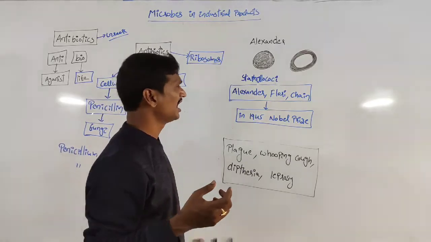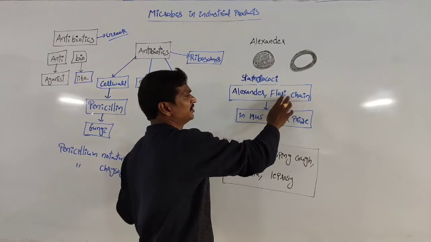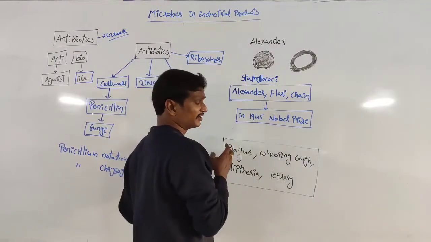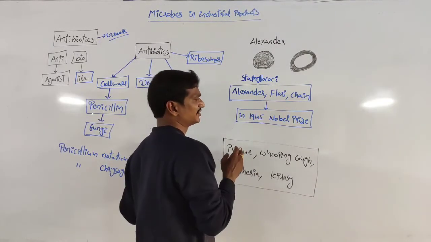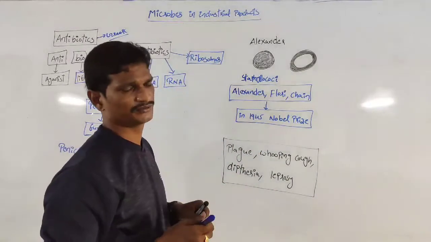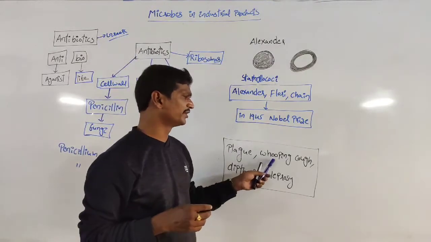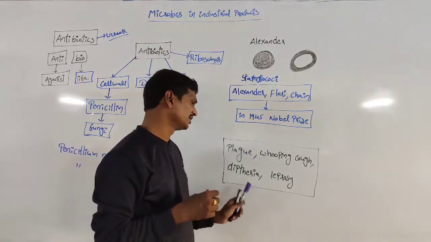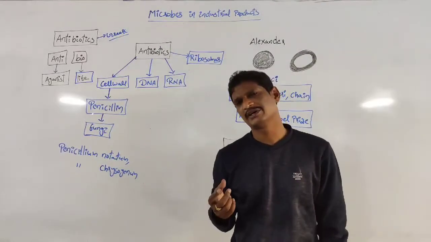Penicillin is the antibiotic, and after that Alexander and some other scientists, Florey and Chain, these two scientists continued the penicillin work. Then all three of them, Alexander, Florey and Chain, got the Nobel Prize in 1945. And there is plague, whooping cough, diphtheria, leprosy. These diseases are also well controlled by the antibiotics.